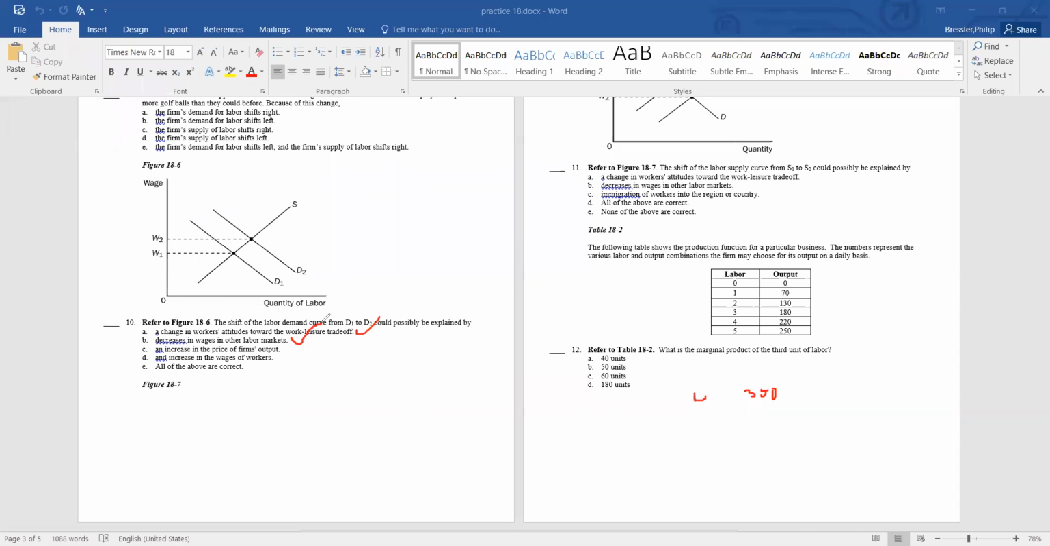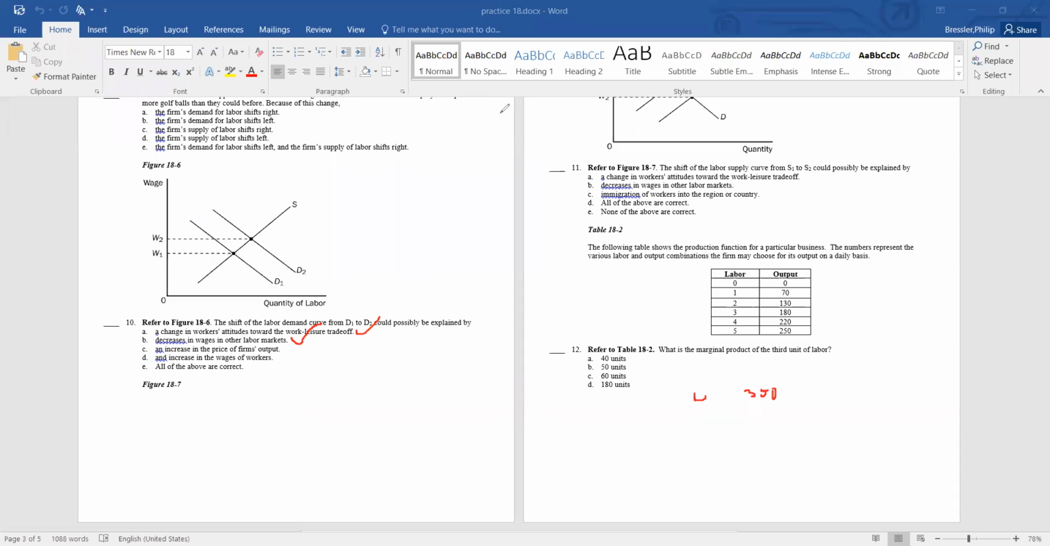An increase in the price. Remember, MP, marginal productivity of labor, times price equals MRP, or the value of marginal product of labor. They're the same. So if the price of the output you are making goes up, that is going to shift demand. So C, as in Caroline, is the answer.